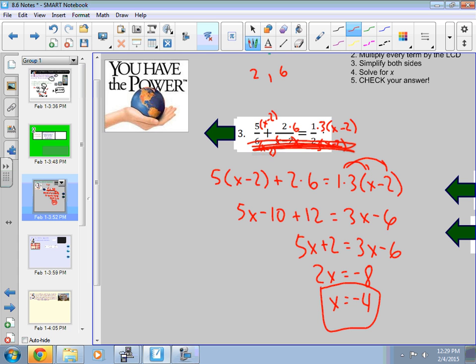Now, again, when you're done, just make sure, does -4 actually work out? If we put -4 back in for x, we'd be okay? Yeah, that should work out. If you actually did that and solved the problem out, both sides would be equal.